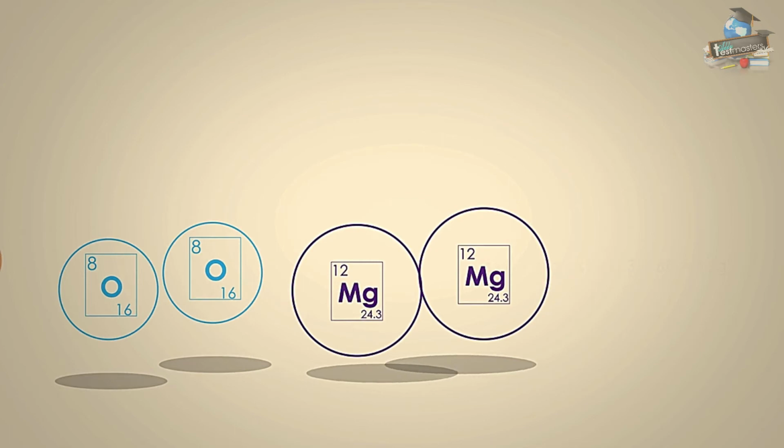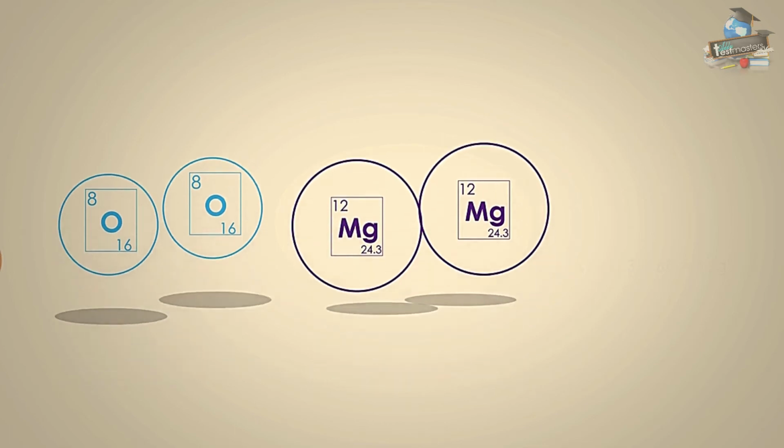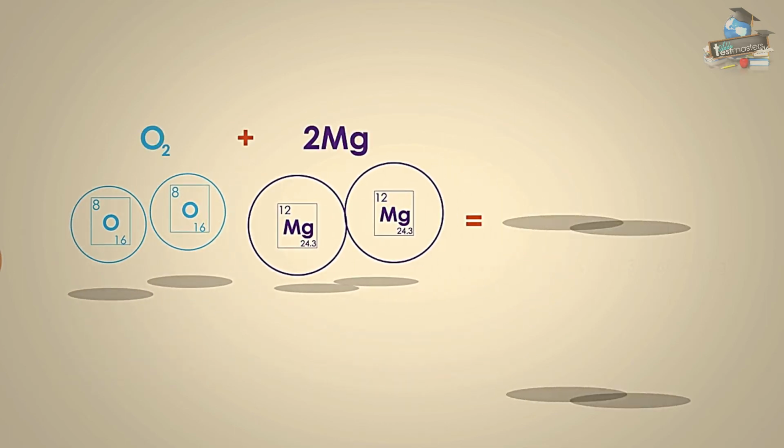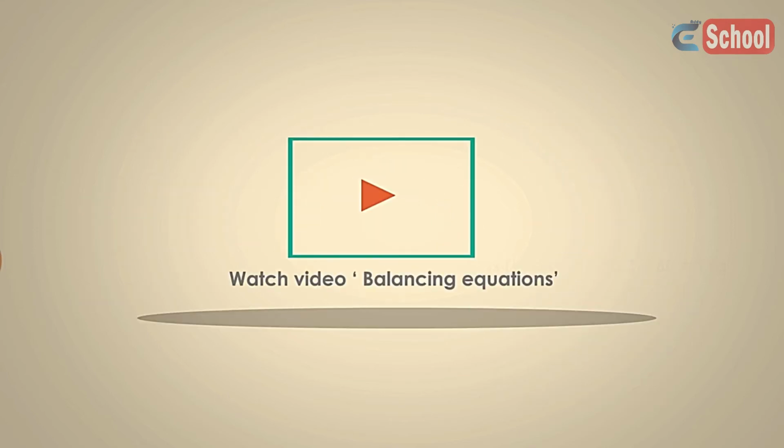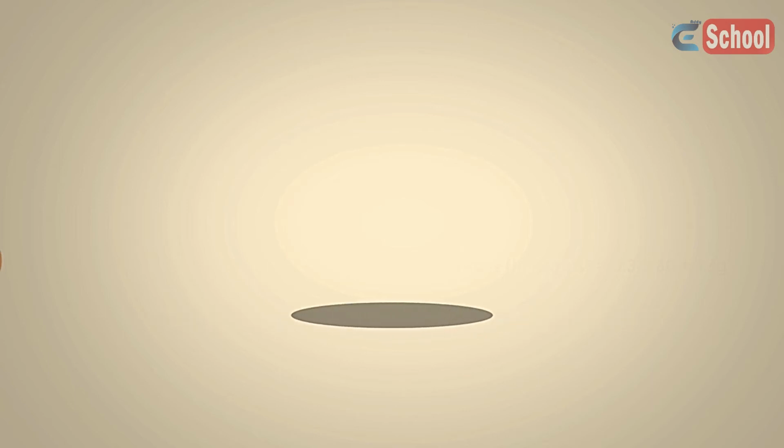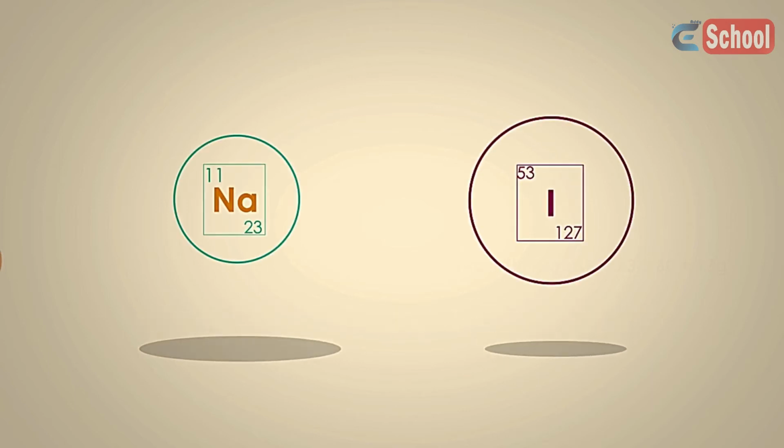Similarly, 2 moles of magnesium and 1 mole of oxygen react to create only 2 moles of magnesium oxide. If this seems hard, watch our video, Balancing Equations. We can use molecular mass of a substance to calculate the number of moles in a given mass.